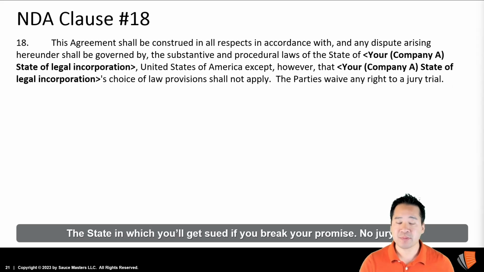Clause number 18 effectively means if something goes wrong, or even if it doesn't, the laws of what state apply. Generally speaking, you want to pick your home state, the state that your company is incorporated in, and there's also the parties waive any right to a jury trial. Typically, when you enter into dispute over a contract, it tends to be contractual in nature by definition. That tends to get into the realm of business law. Juries tend to be emotional. They tend to be ordinary people for a reason, no bias.